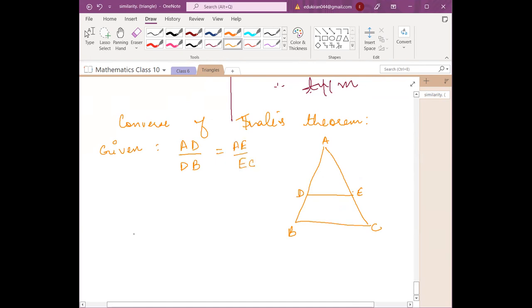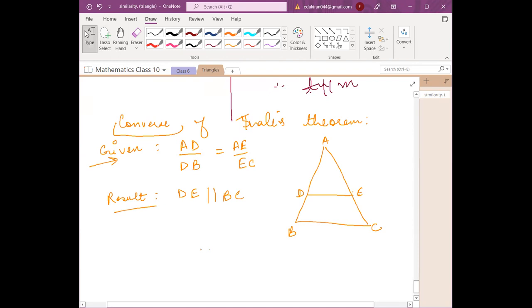Clear? And the result will be that the line is parallel. So DE is parallel to BC. Getting it? Converse means the result of the theorem is now the given condition, and the given condition of the theorem is now the result of it. So the opposite way you will use it. Understood? Okay. So let's take one question from the exercise also. We have time.